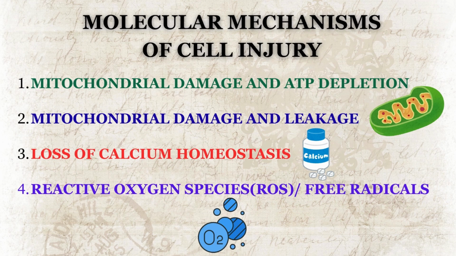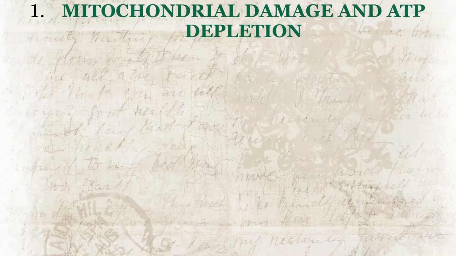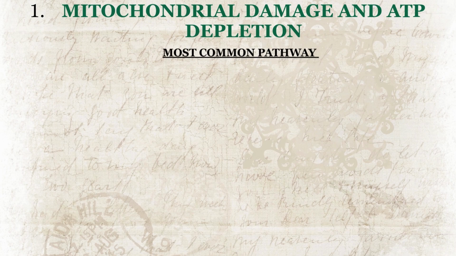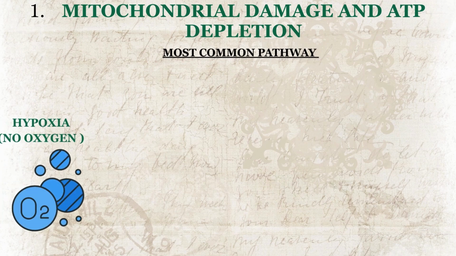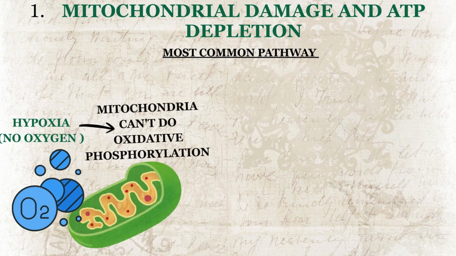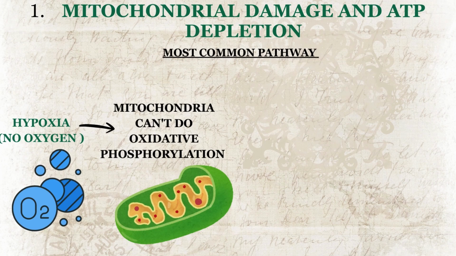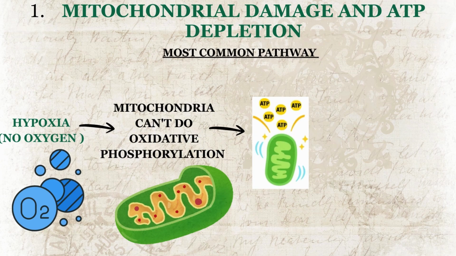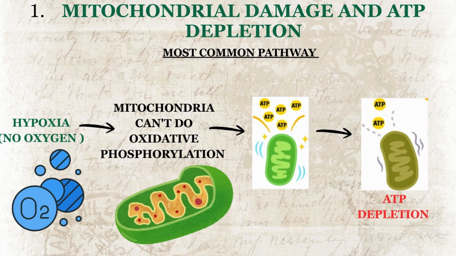Let's begin with mitochondrial damage and ATP depletion. This is the power failure. This is the most common pathway, usually from hypoxia. There is no oxygen, and that's why mitochondria can't do oxidative phosphorylation and ATP levels crash.